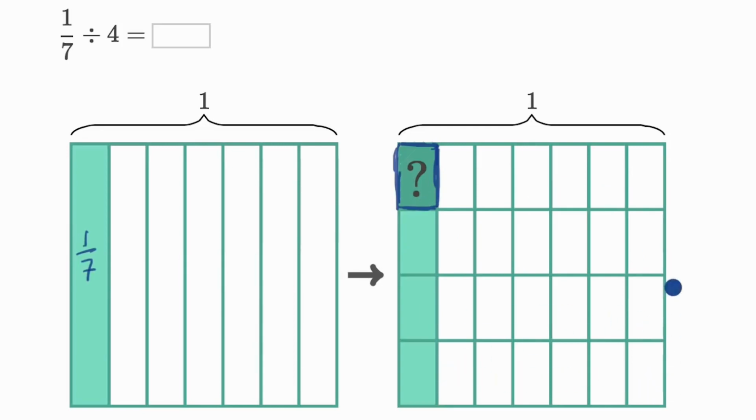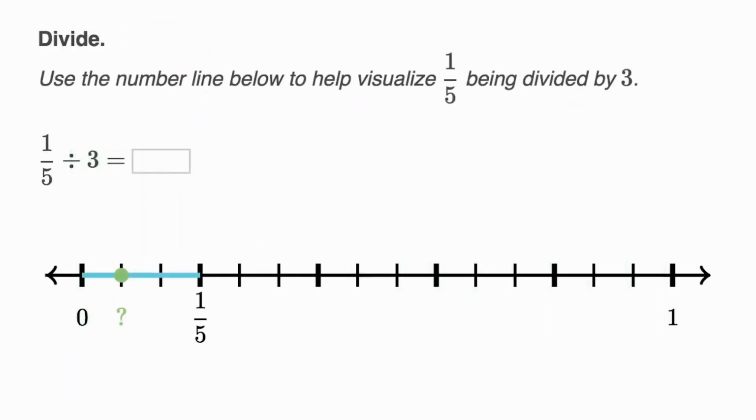And so now the entire whole is 28 equal sections because you have a 4 by 7 grid. You have 1, 2, 3, 4 rows, and you still have your 7 columns. And you could count them: 7, 14, 21, 28. And so 1/7 divided by 4 is going to be one of these 28 sections. So this right over here is 1 over 28. So this is 1/28. Let's do another example.